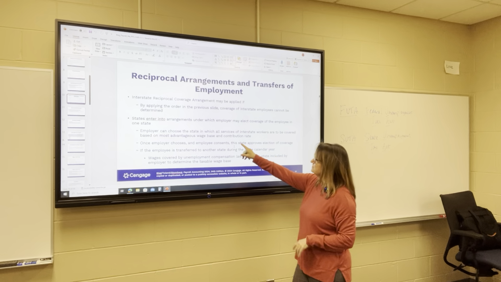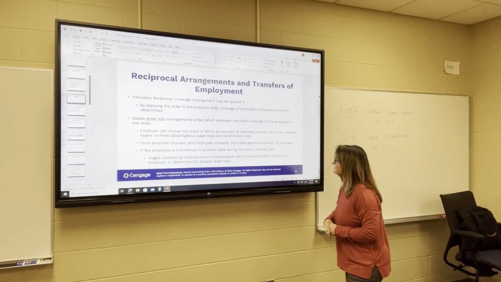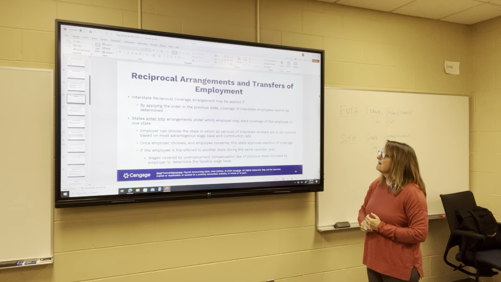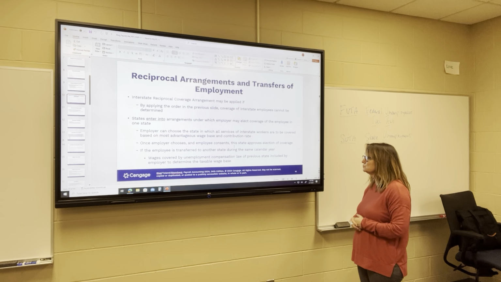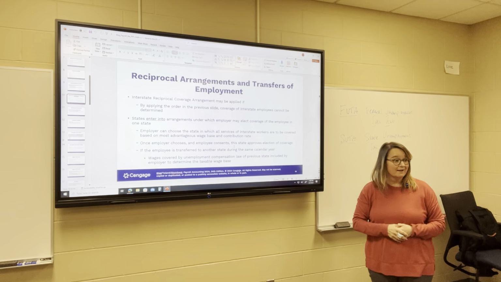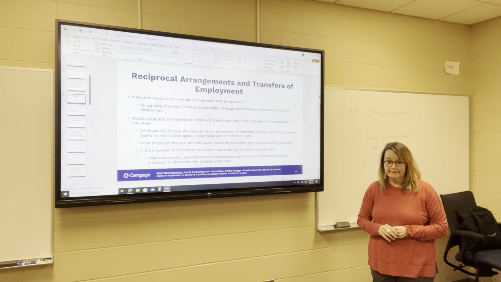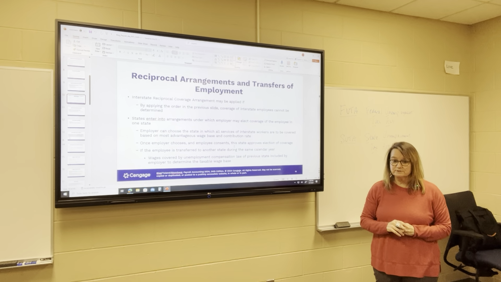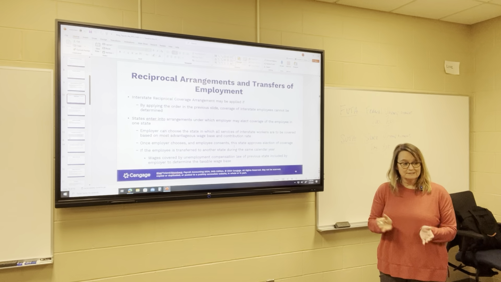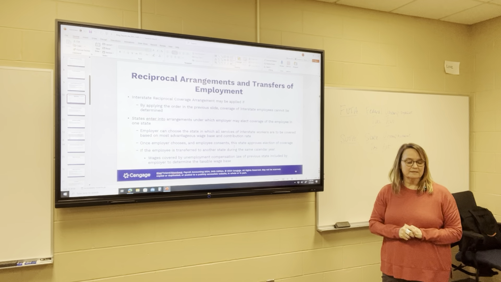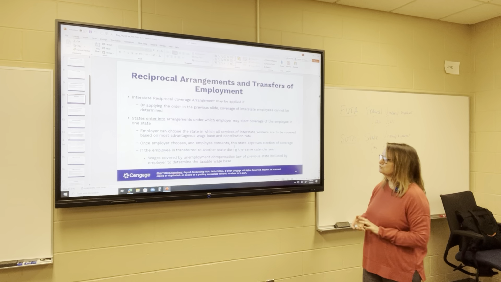The employer can choose the state in which all services of interstate workers are to be covered based on the most advantageous wage base and contribution rate. They can look at the tax rates and say, well, you know what? Arizona has the lowest SUTA tax rates. So guess what, George? You are going to fall under the laws of Arizona because that's what we're choosing.